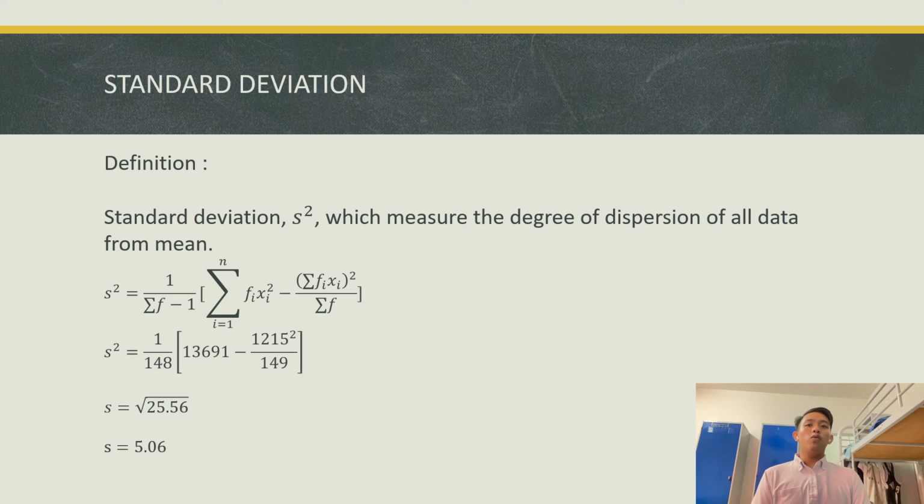S squared equals 1 over 148 times 13,691 minus 1,215 squared over 149. So from there we get S equal to the square root of 25.56, and from there we will get the result, S equal to 5.06.